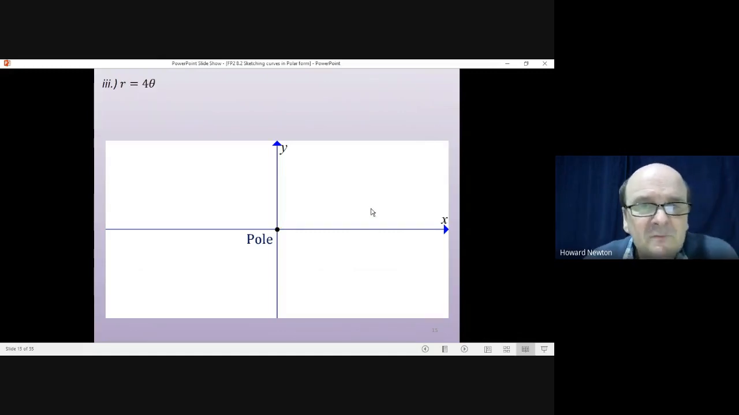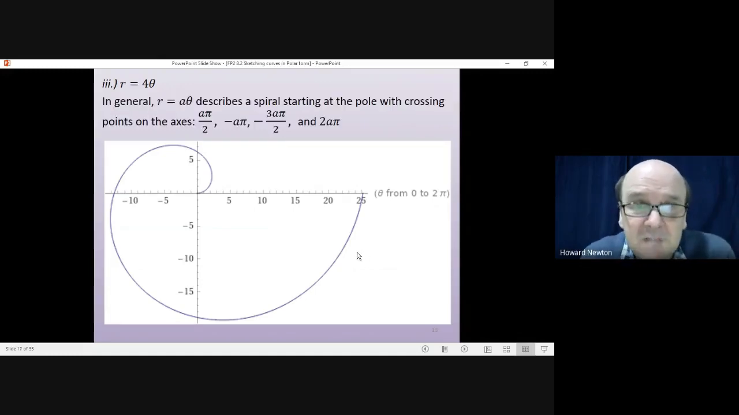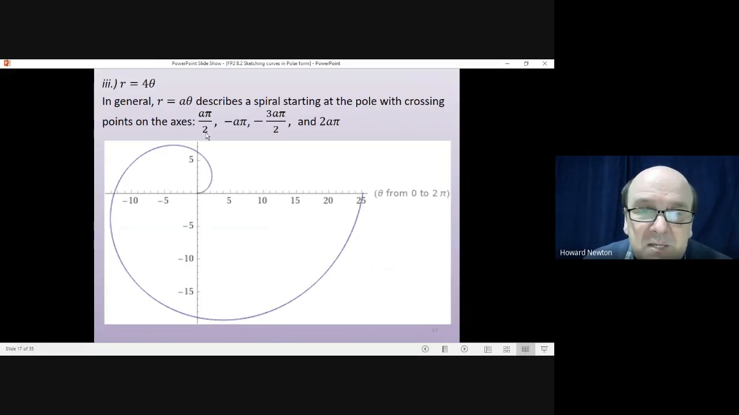The third one, r equals 4 theta, a little bit more tricky this. We'll consider what happens as theta increases from 0 to 2 pi. When theta equals 0, r equals 0. So the curve begins at the pole. And then as theta increases, so does r. So as theta gets bigger, r gets bigger and bigger, and we get further and further away from the pole. That'll give us a curve something like this. And in general, r equals a theta describes a spiral starting at the pole with crossing points on the axes given there.